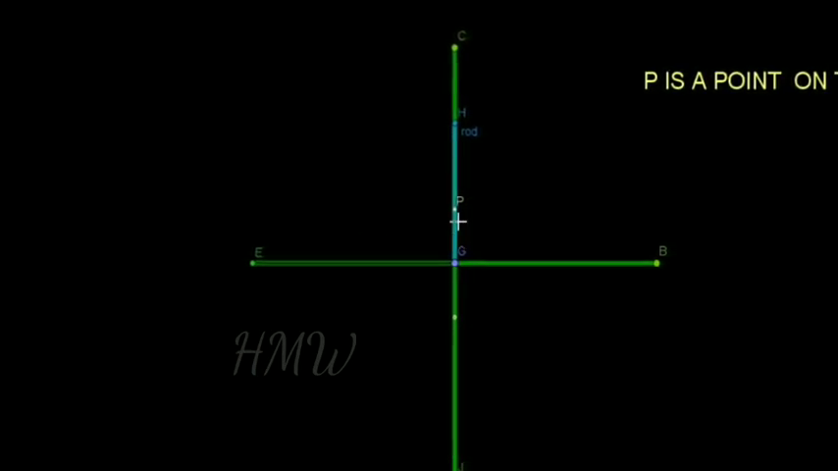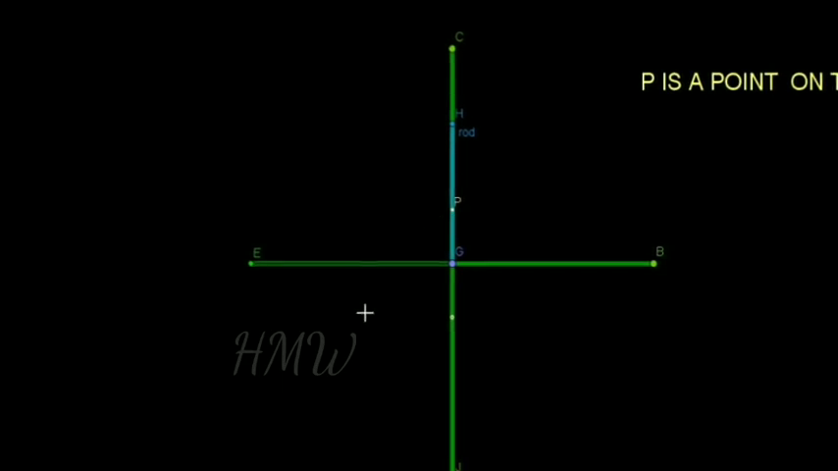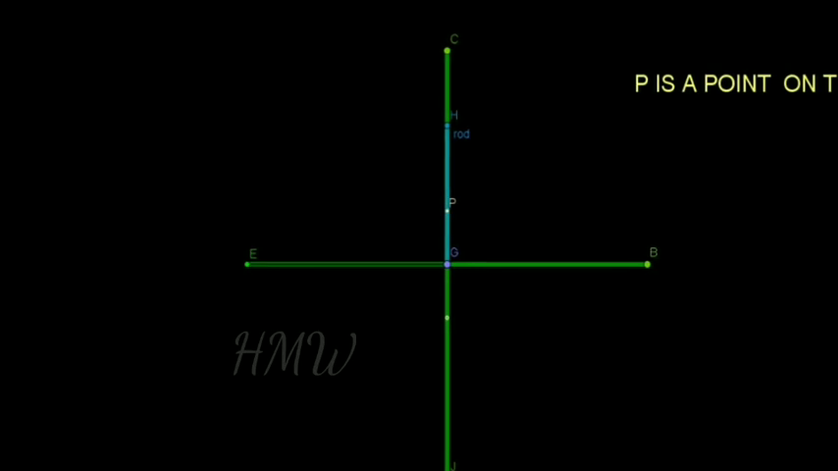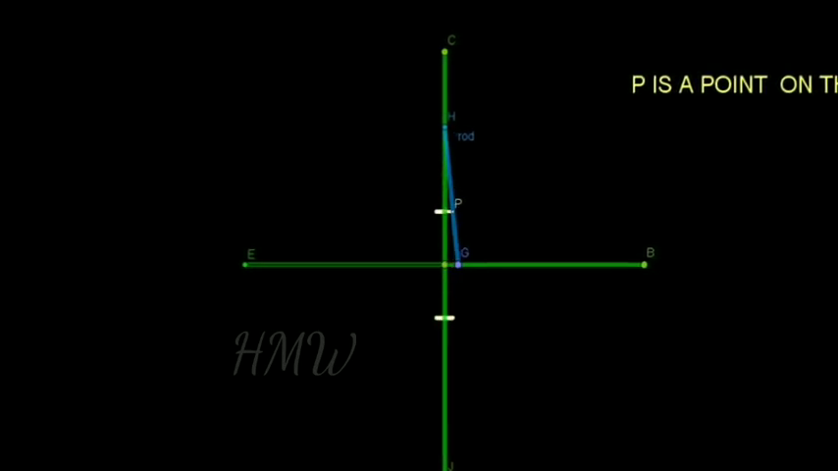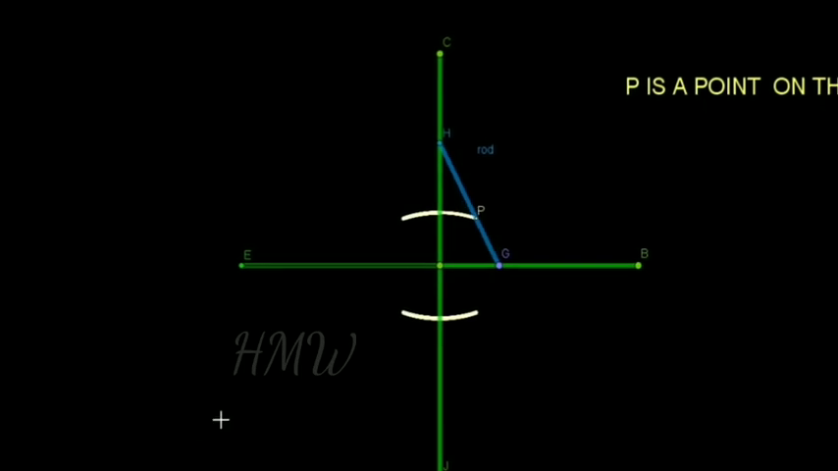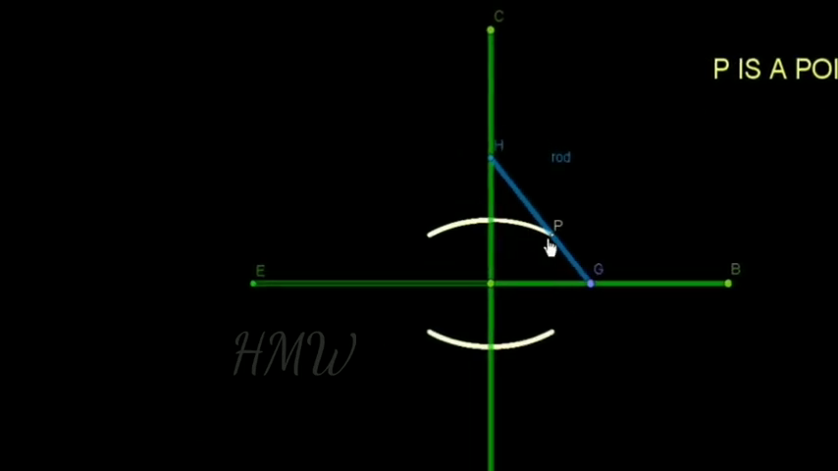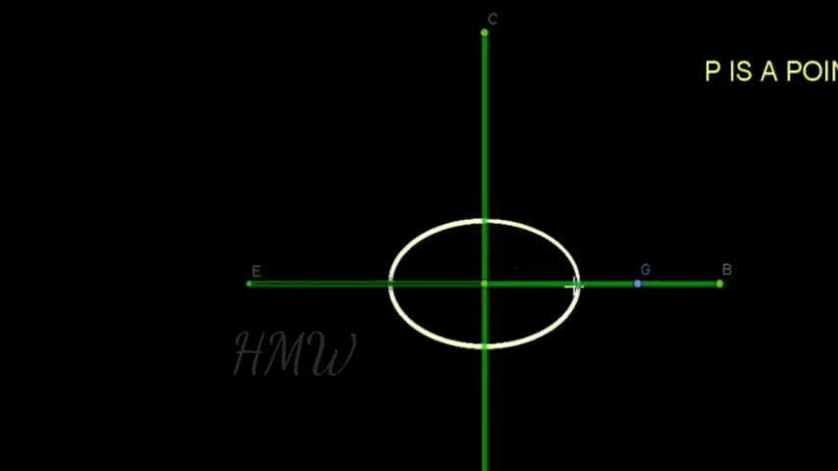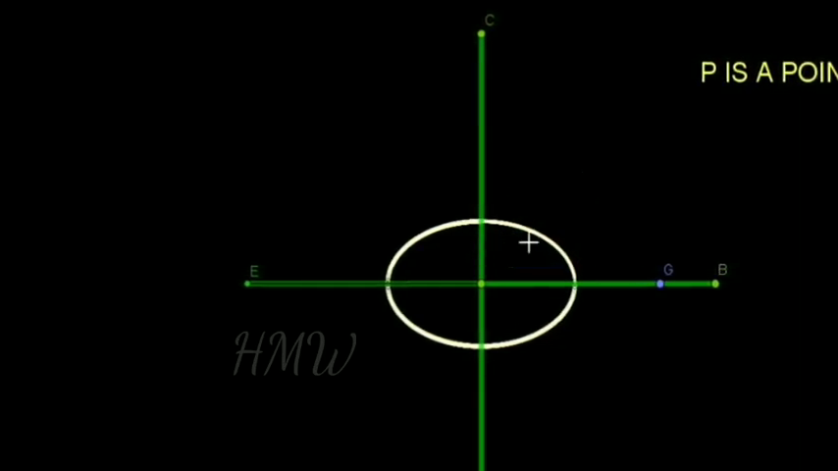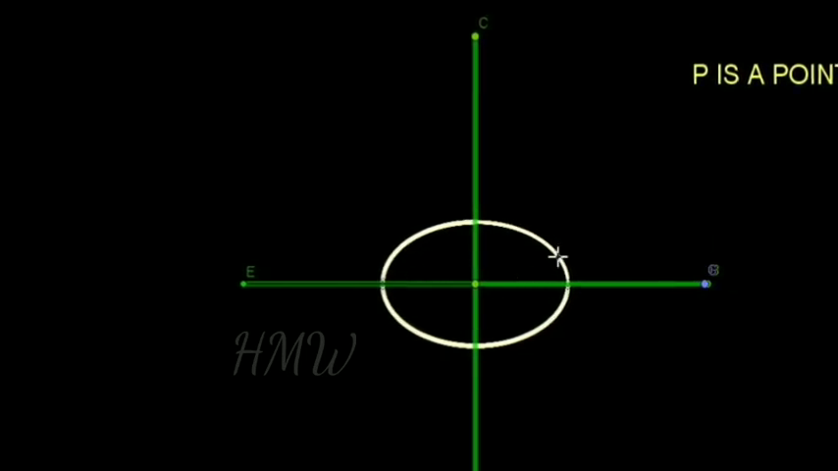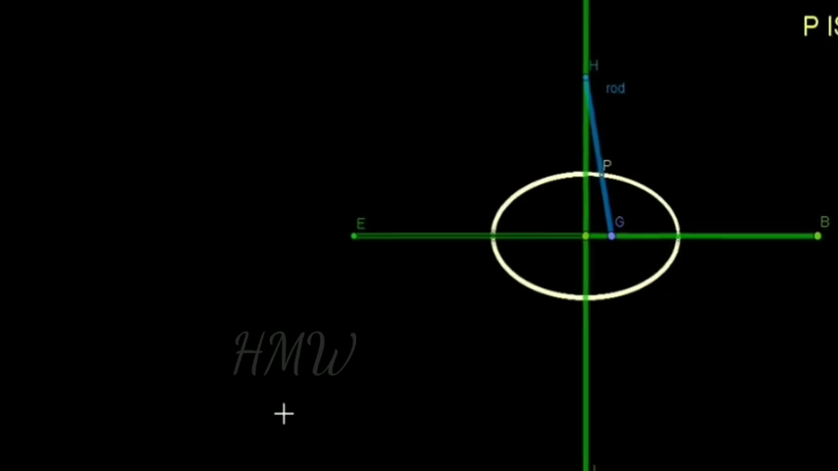Now let us trace this point P in all the 4 quadrants. You can see the full ellipse now. Just observe this point P now. You can see that the point P is forming an ellipse. We are tracing the path in all the 4 quadrants, and we can see that it is an ellipse. So we know that the path of that moving point is an ellipse.